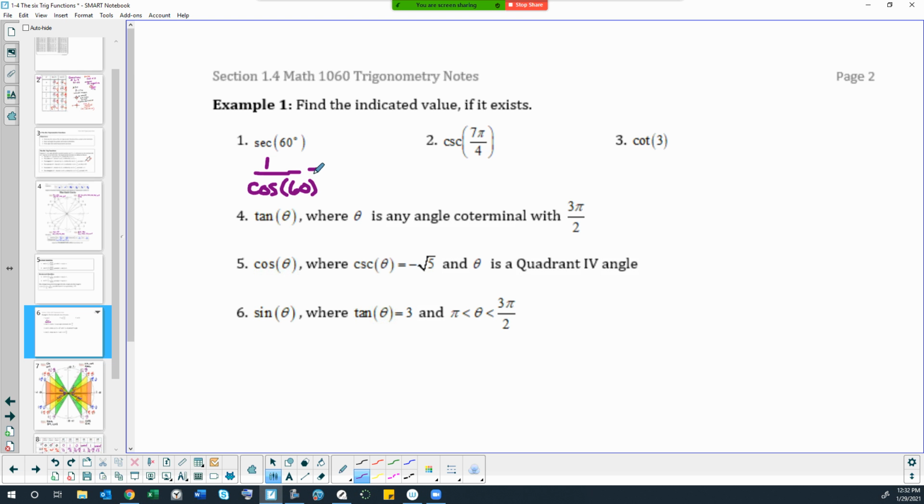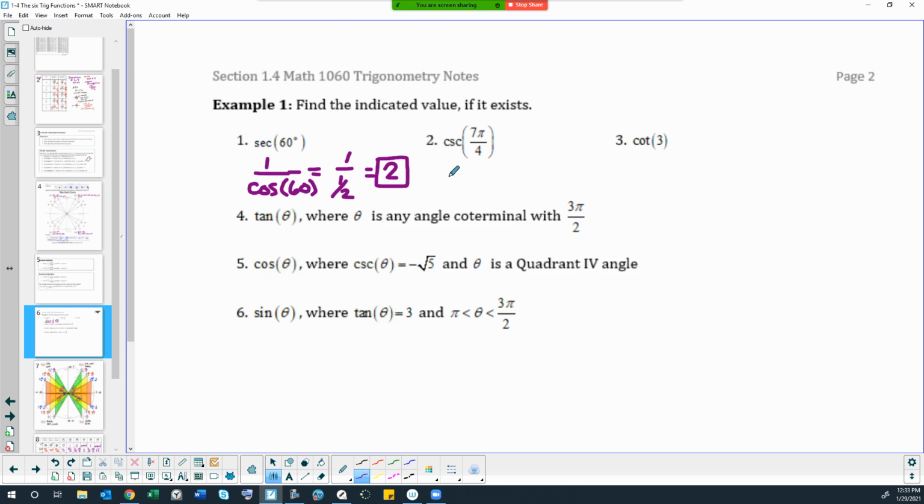So cosine of 60, I think that's the one that's 1/2, isn't it? Check your chart if you don't have them memorized yet. So 1 over 1/2. Correct me in the chat if I'm wrong. So 1 over 1/2, the reciprocal of 1/2 is 2. So the secant of 60 should be 2.